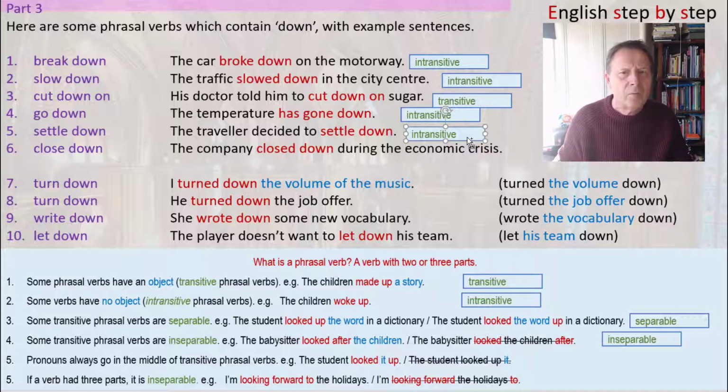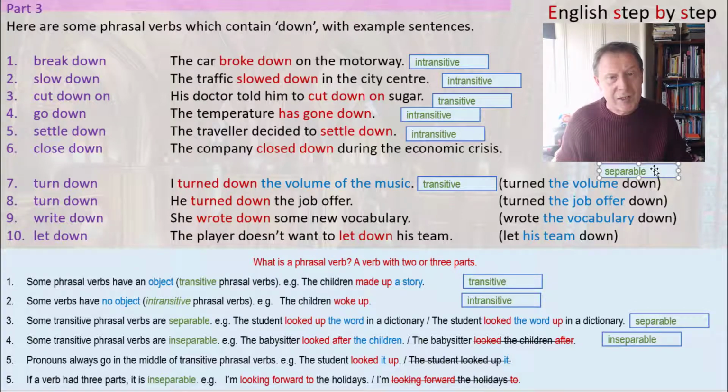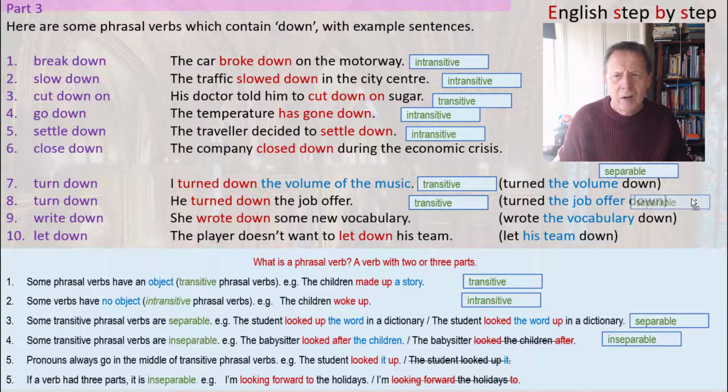Number 7 has an object. I turned down the volume of the music, so that makes this a transitive verb, and it also makes it a separable verb, because here you can say turned the volume down. And it's the same with number 8. He turned down the job offer, transitive. He turned the job offer down. Well, you can separate the two parts of the verb.